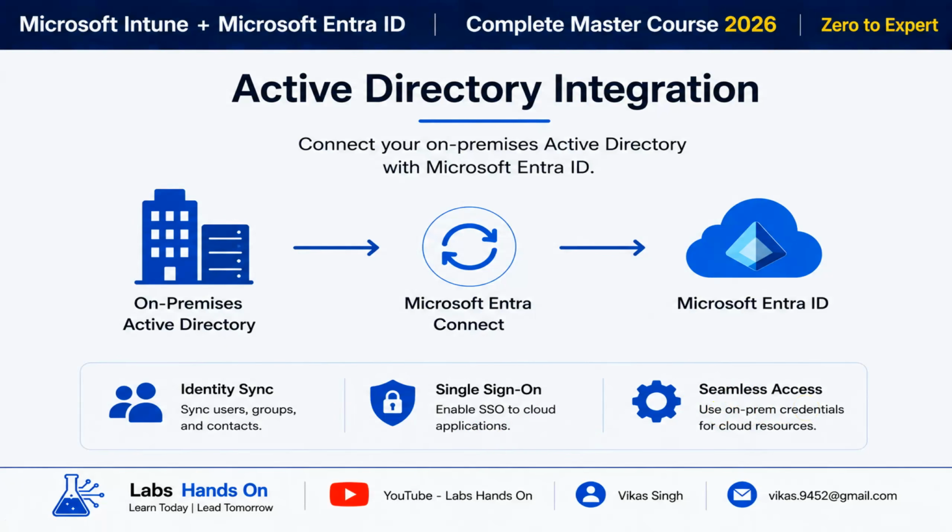So let's say you have an on-premises AD, and you have a user in on-premises AD. You can use the same user account and password to authenticate to resources in the Microsoft cloud, basically by using the Microsoft Entra ID account.